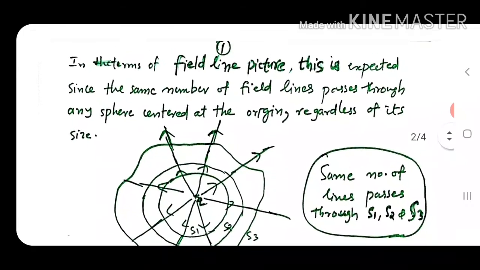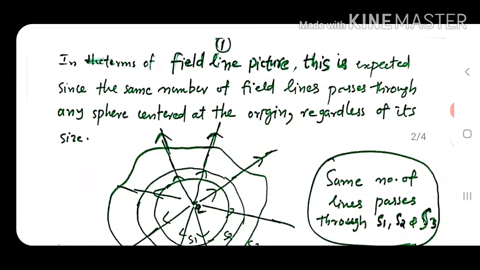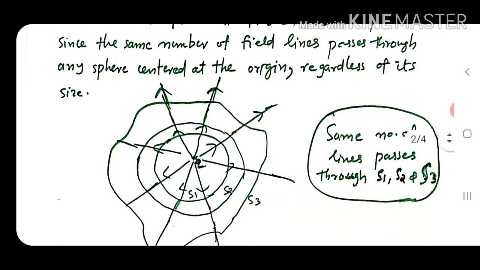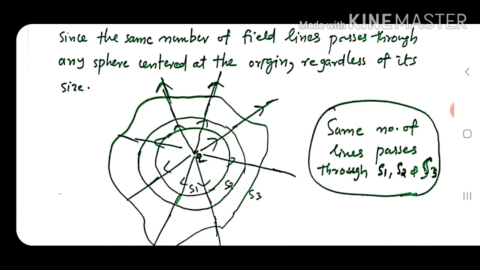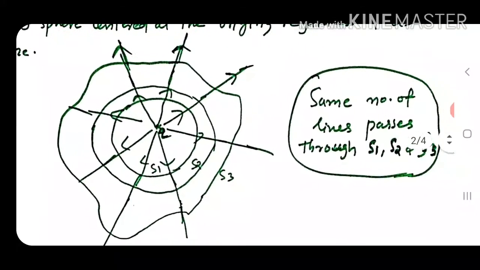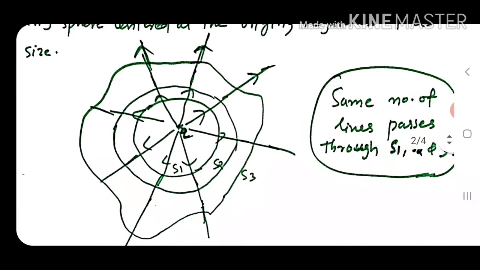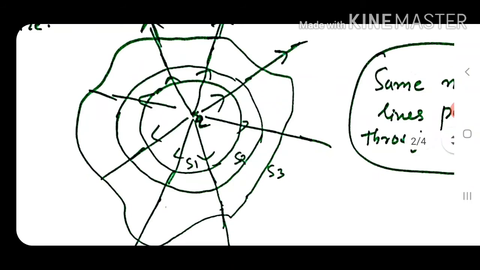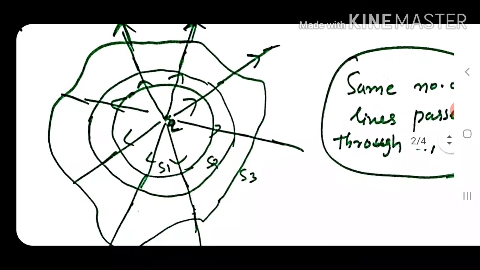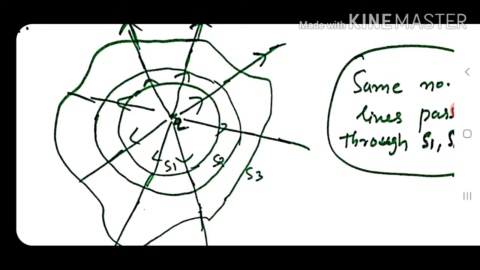Why are we getting it like that? Because the same number of field lines pass through any sphere centered at the origin, regardless of its size. So here we see two spheres, with surfaces S1 and S2, and we see the same number of field lines passing through S1 and S2.